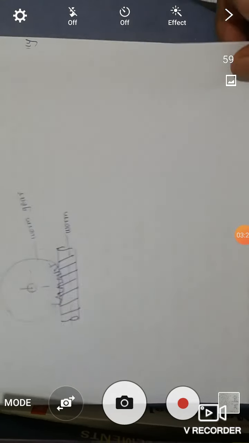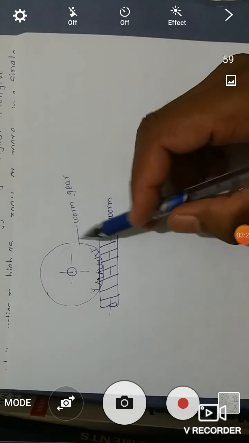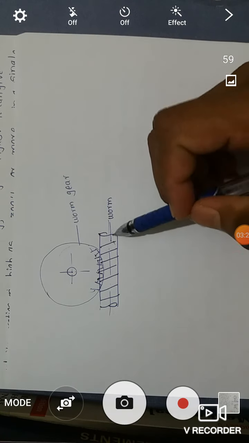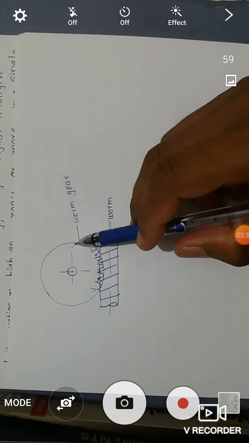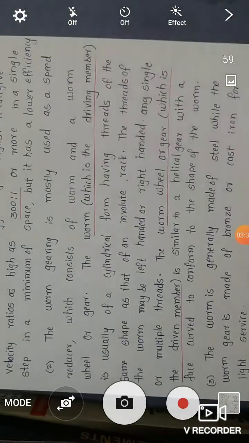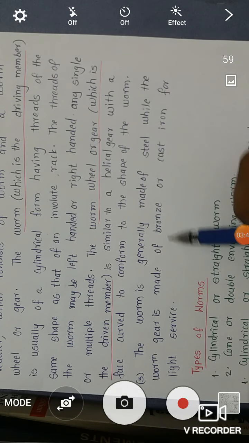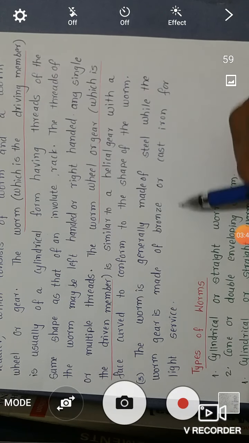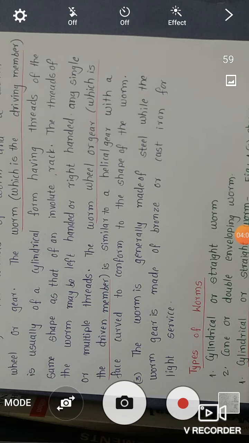If we see this diagram again, this may be a spur gear or helical gear, and generally this worm acts as a driving member and this worm wheel or worm gear acts as a driven gear. Now the third important point, that is the worm is generally made of steel, while the worm gear is made of bronze or cast iron for light service. If we see the material, then bronze or cast iron is used for the worm wheel, and steel is used for the worm.